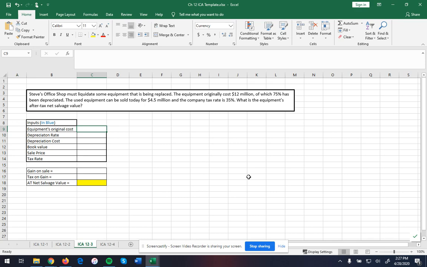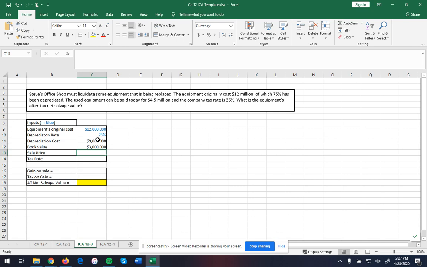So here's an example, example 12.3. Steve's office shop must liquidate some equipment that is being replaced. The equipment originally cost $12 million, of which 75% has been depreciated. Okay, which means they have depreciated 75% of the $12 million. So they've depreciated $9 million. So that means the book value, or how much is left to depreciate, is 12 million minus 9 million, which would be $3 million. Okay.